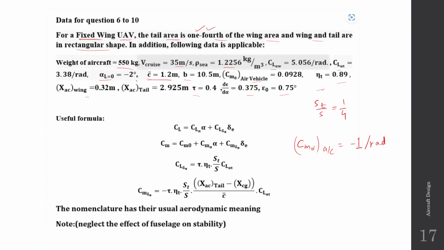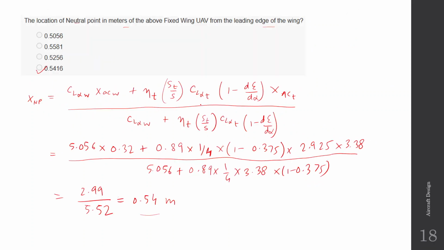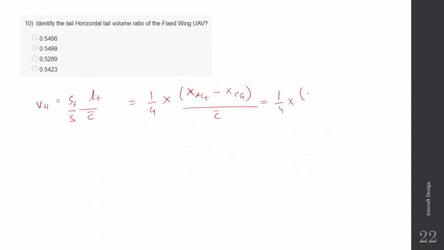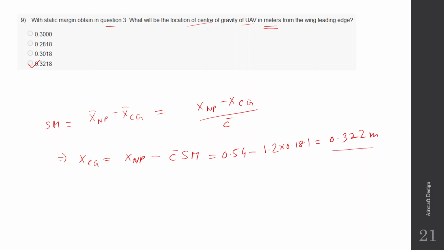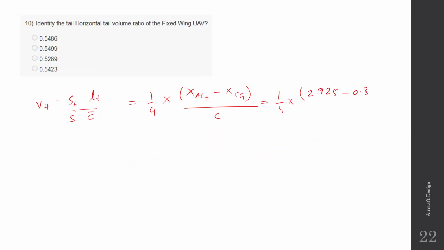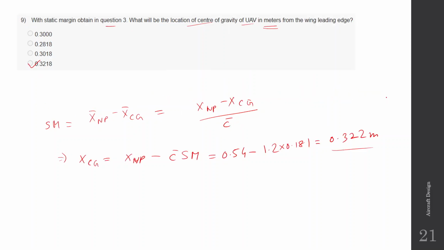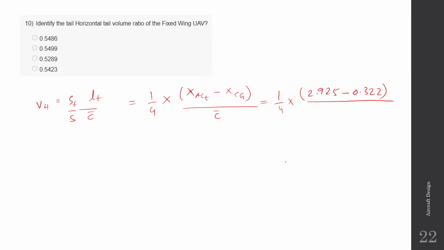XAC tail is given as 2.925 meters. XCG we have calculated as 0.322 and C bar is 1.2. So this comes as 0.542.